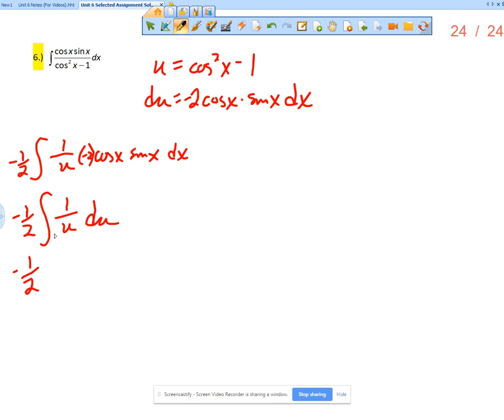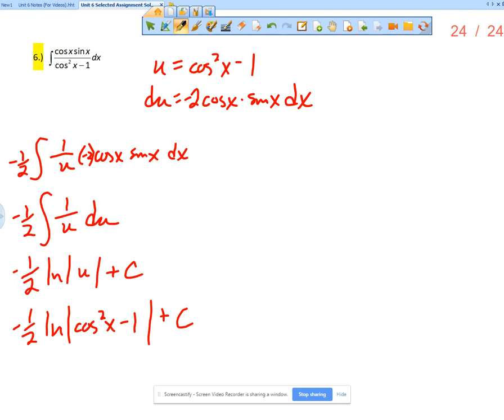Well, what is the integral of 1 over u? That would be the natural log of the absolute value of u plus c, right? So negative 1/2 natural log of the absolute value of u. But what is u? Well, u is cosine squared x minus 1, plus c. So that's what we get by that method.